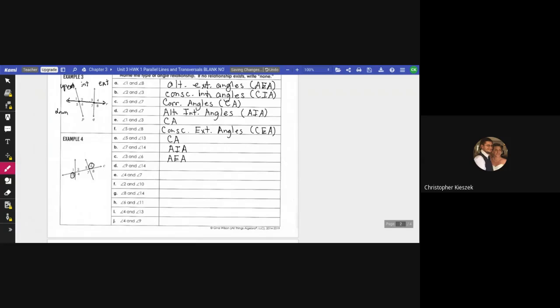Let's look at 9 and 14. There you go. So 9, 14. So that means the top part here doesn't exist. So 9 and 14, they're both on the same side of my transversal. And they're both exterior angles. So what would that be? That would be consecutive exterior angles.